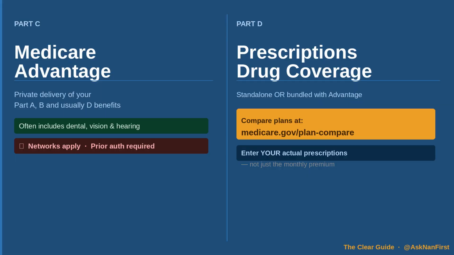The best way to compare plans is to go to medicare.gov/plan-compare and enter your actual medications. It shows you exactly what each plan will cost based on the prescriptions you actually take, not just a monthly premium. I'll put that link in the description below.